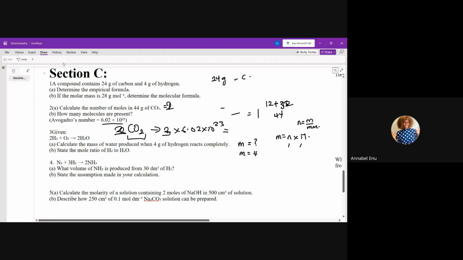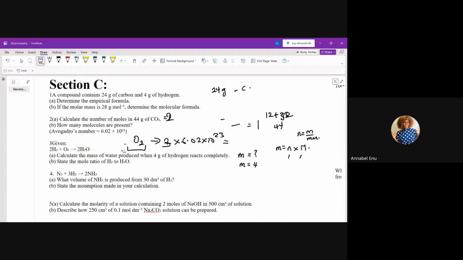Water is H2O. So the molar mass of H2O is equal to 1 times 2, which is for hydrogen, plus 16. So this is going to give us 18. So the molar mass of water is 18. But we still don't know the number of moles of water.